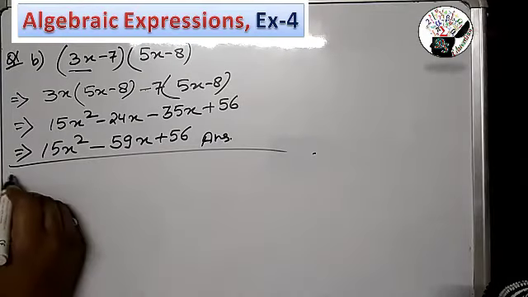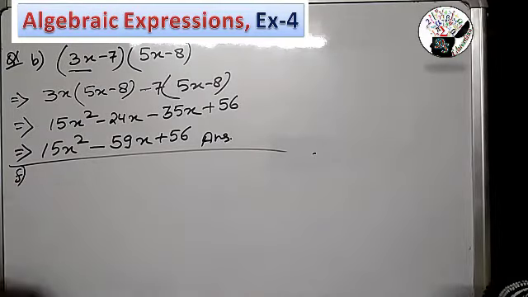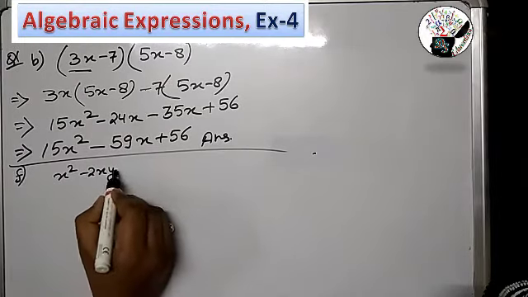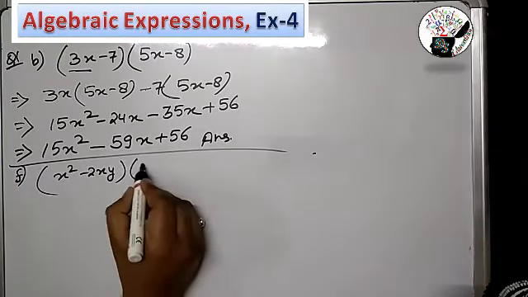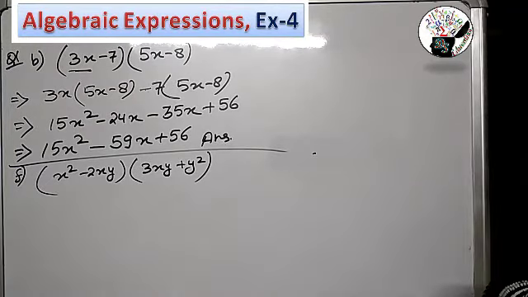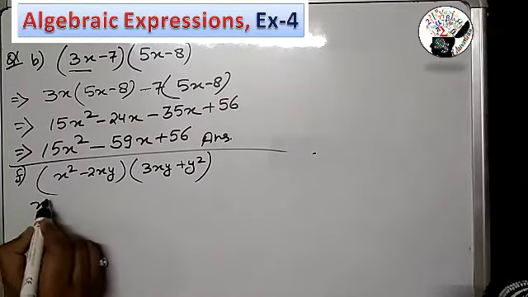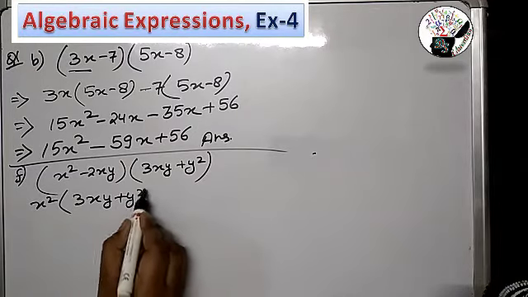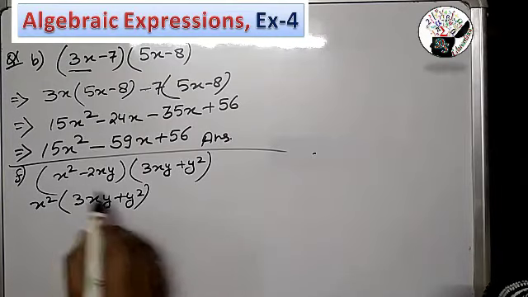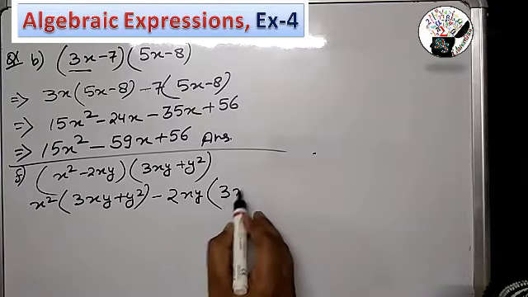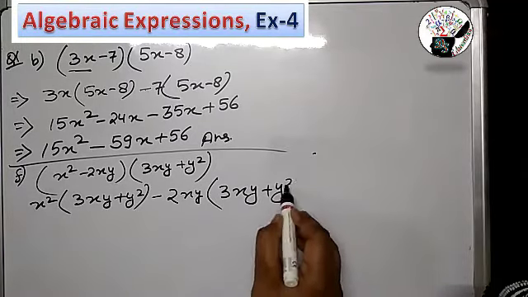Taking another question, one more question for this, that is x square minus 2xy multiplied by 3xy plus y squared. Got the point? Now again the same thing as we have done in this question, we will do the same thing over here. X square bracket 3xy plus y square, okay, minus 2xy bracket 3xy plus y square.